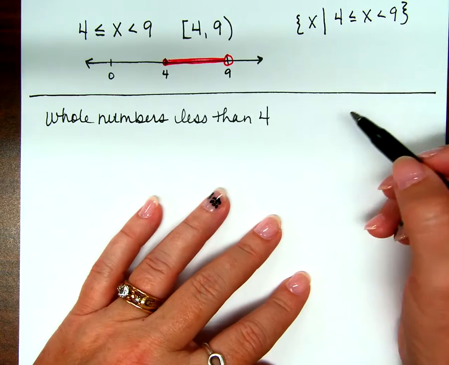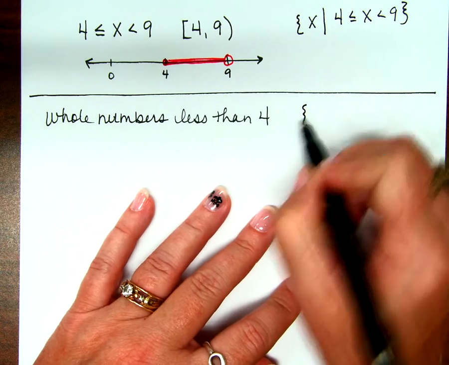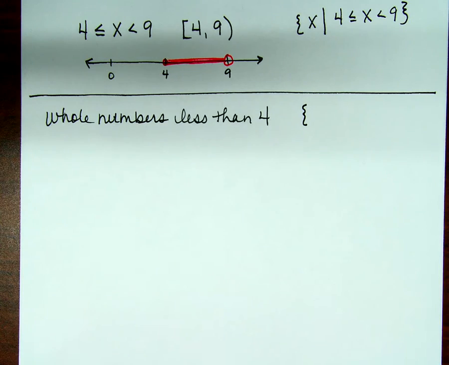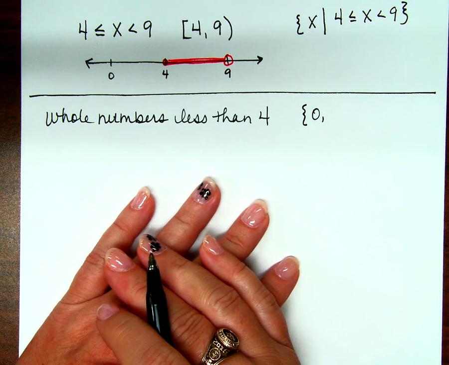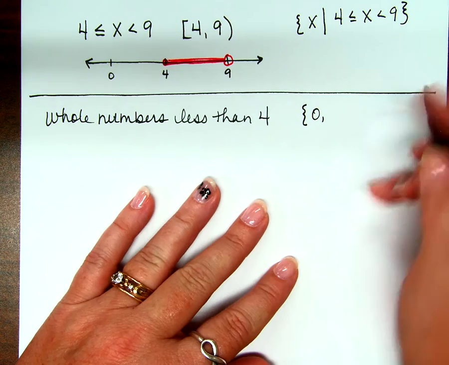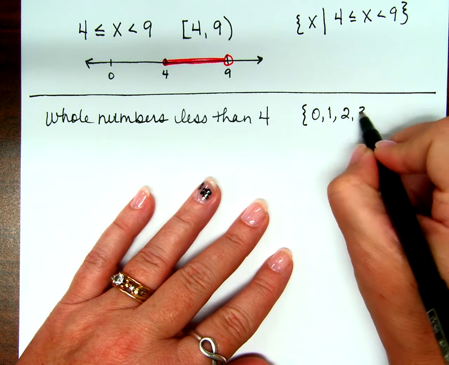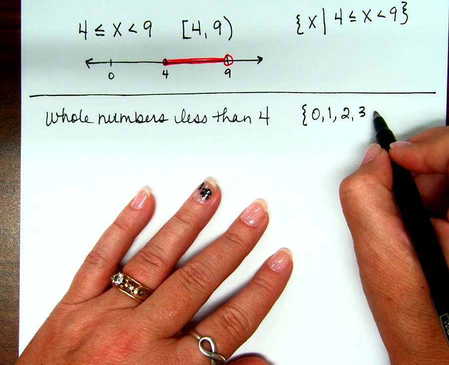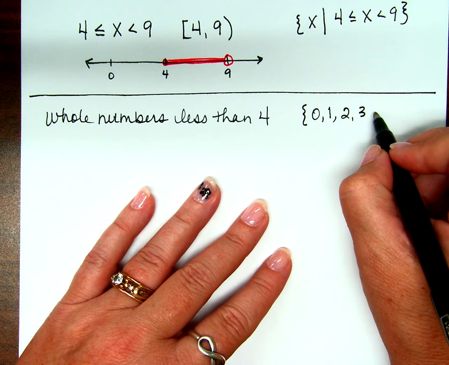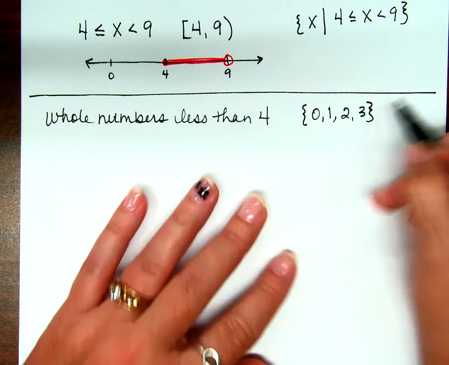Well, if I'm asking for the set of whole numbers less than 4, I'm going to use a brace. What's the lowest whole number less than 4? 0. Then what? 1. Then what? Then what? Then what? Do we have 4 or no? Why? Oh, it's not less than 4. 4 is not less than 4, is it? So then I close my braces and then I'm done.